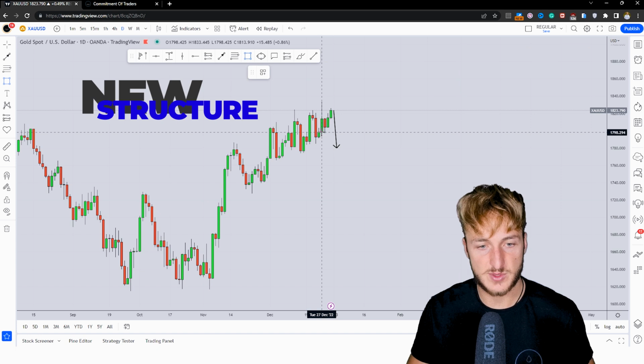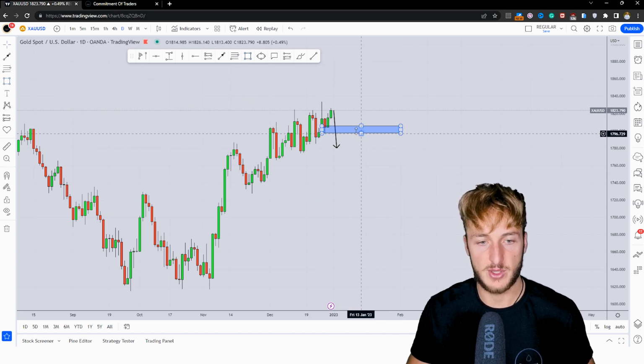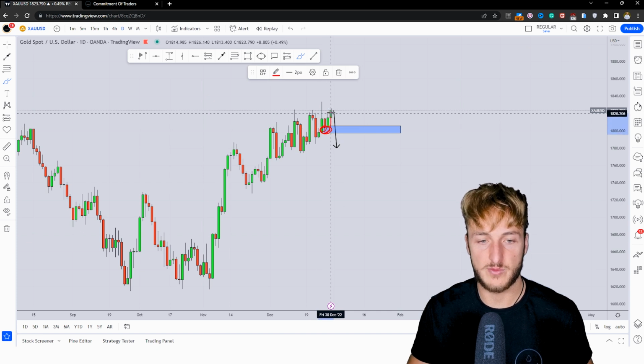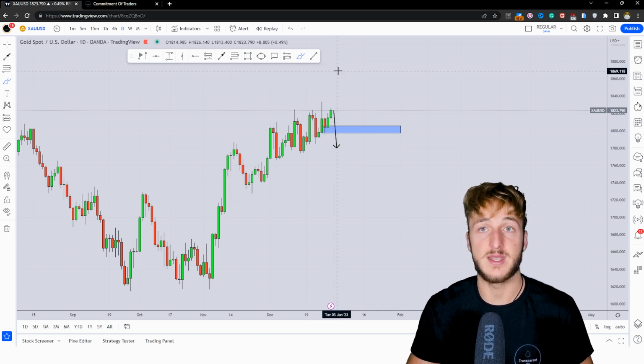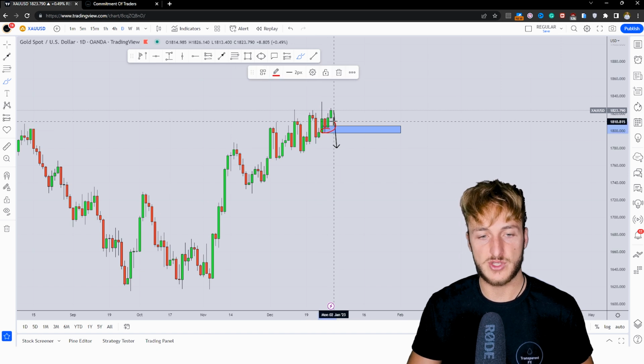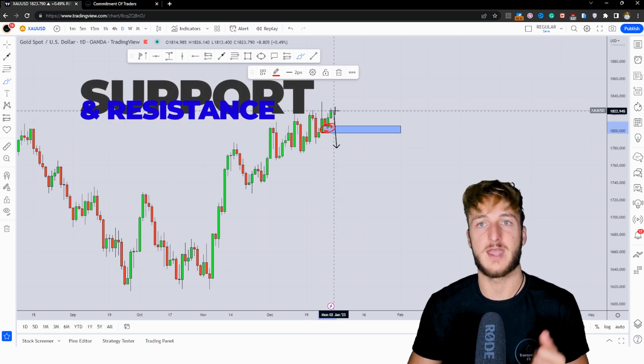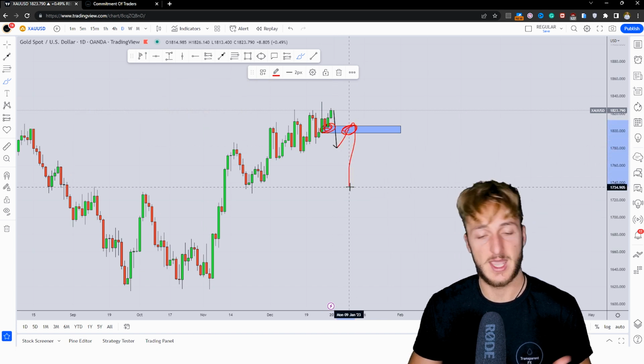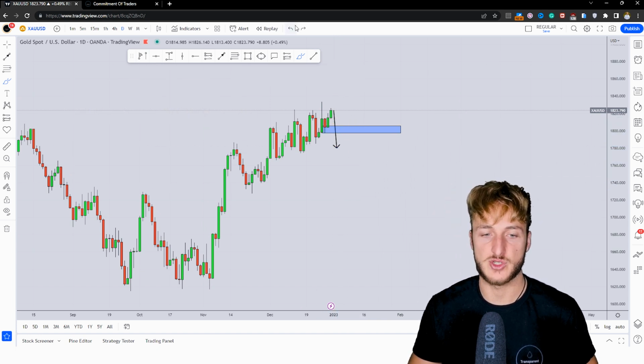The new structure that I'm speaking about is exactly this low, because the market, when it created this red candle, showed that here it printed a low before then creating a rejection to the upside, meaning that now this is previous daily support, which if and only if the market will manage to break it to the downside, would become resistance, and at that point we could expect more bearish price action.